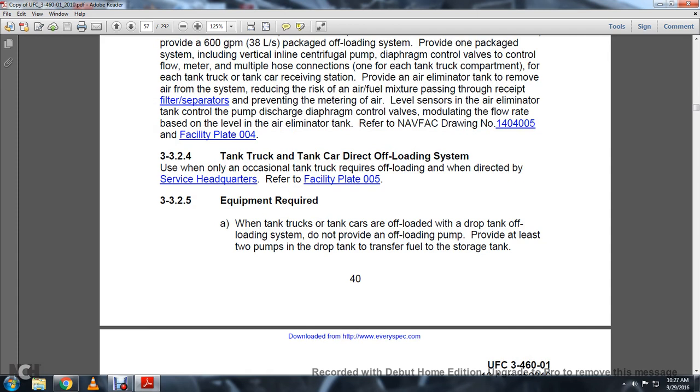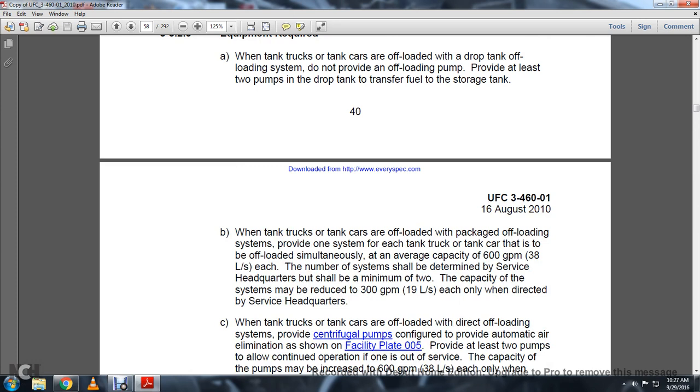3325 Equipment required. When tanker trucks or tanker cars are offloaded with the drop-off tank, the loading system does not provide the offloading pump. Provide at least two pumps in the drop tank for the transfer of the fuel to the storage tank. When tanker trucks and tanker cars are offloaded with a package offloading system, provide one system for each tanker truck and tanker car that is to be offloaded simultaneously, with an average capacity of 600 gallons per minute each. The number of systems shall be determined by the service headquarters and should be a minimum of two.